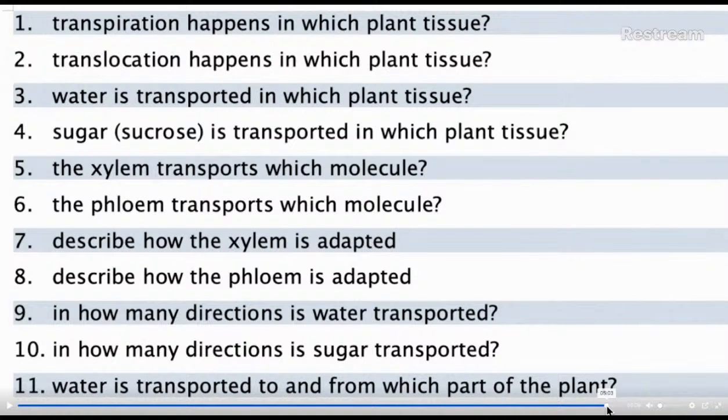The xylem is adapted. It's hollow. It's got no cytoplasm, and it's got dead cells and no end cell walls. This is to increase the rate of transpiration. The phloem has got sieve plates in the sieve tubes. This is to allow the movement of sucrose around the plant. It's got very little cytoplasm to increase the rate of translocation. Water is transported in one direction, sugar in two. Water is transported from the roots to the leaves.